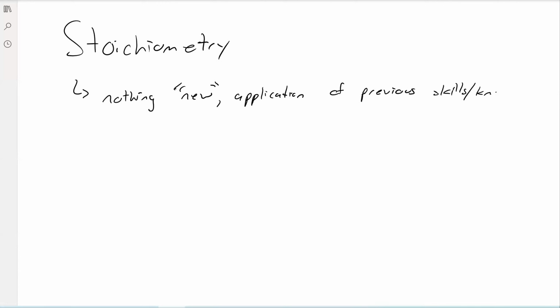All right, next up, we're going to use our new units of concentration and think of them in terms of stoichiometry problems. So remember, stoichiometry problems is anything that's related to amount of chemical quantities. You know, how much of this do we need to form X amount of that kind of thing. So there's nothing really new here. It's just an application of previous skills and knowledge.